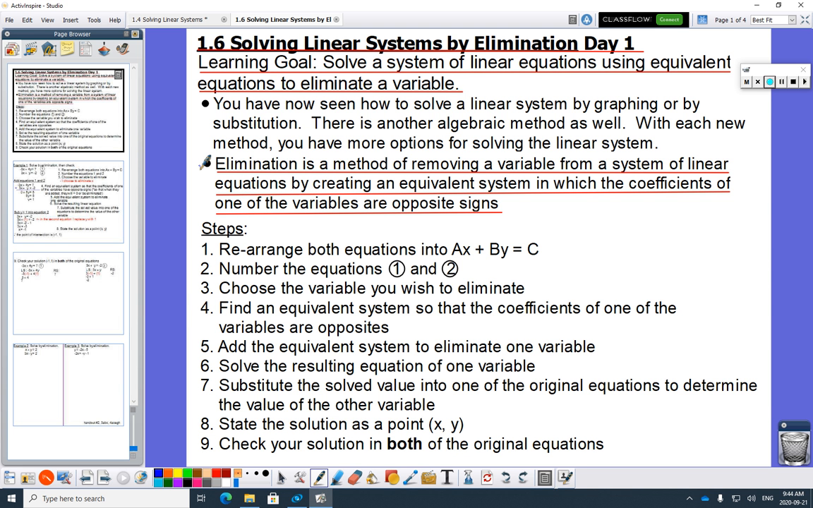We're going to do the same thing, number them 1 and 2. And then, again, you need to choose which variable you are going to eliminate. And then this is what we're going to have to do for day 2. Find an equivalent system so that they are opposites. So the eliminated variable means it's going to add to 0.